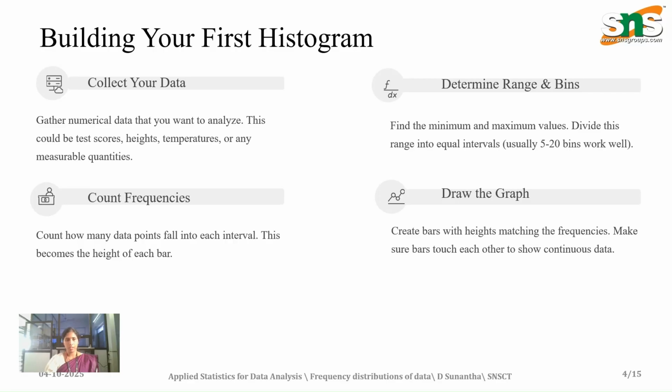Next is count frequencies. We have to count the number of data points in each interval. For example, if we have 5 data points between 0 to 50, we count it as 5 frequencies. Similarly, we have to do it for all the intervals. Next, we have to draw the graph. Create the bar with height matching the frequencies. For example, if we have 5 frequencies in the interval 0 to 50, then we draw the bar up to 5 on the y-axis. Next, we have to make sure that the diagram is proper.